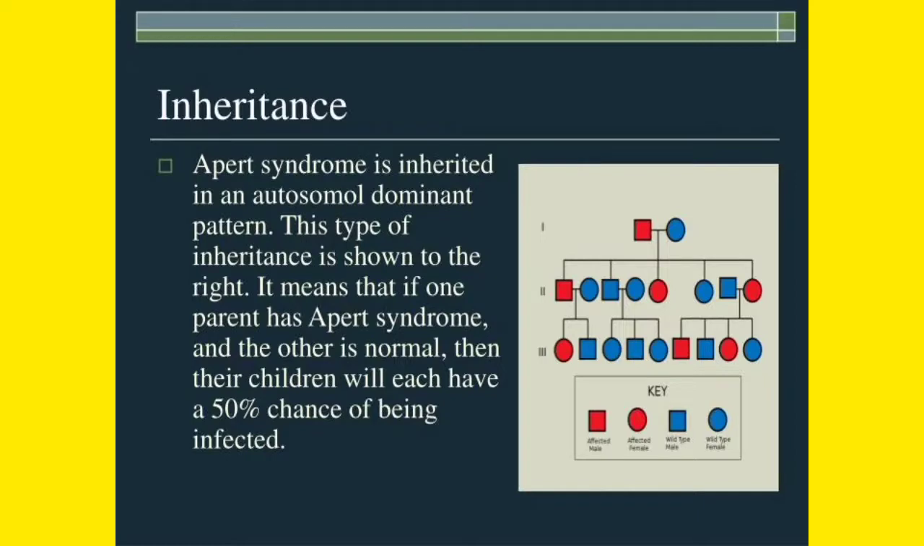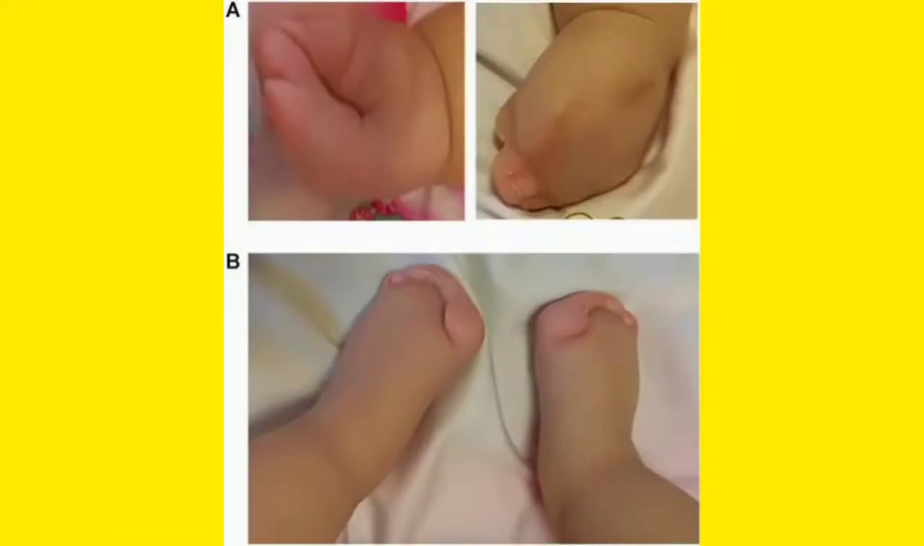Basically, if one of the parent is having the disease and other one is normal, then there is 50% chance of the progeny to have the Apert syndrome. Now look at this picture. This is an original picture.